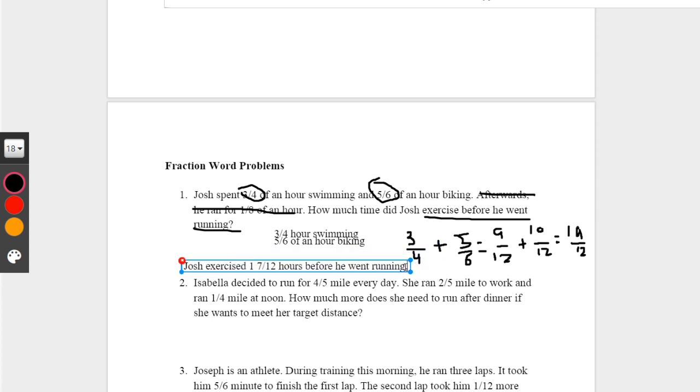I don't know who your teacher is. Most teachers probably want you to write down the entire sentence. Unless they don't want you to, then I guess you don't have to.